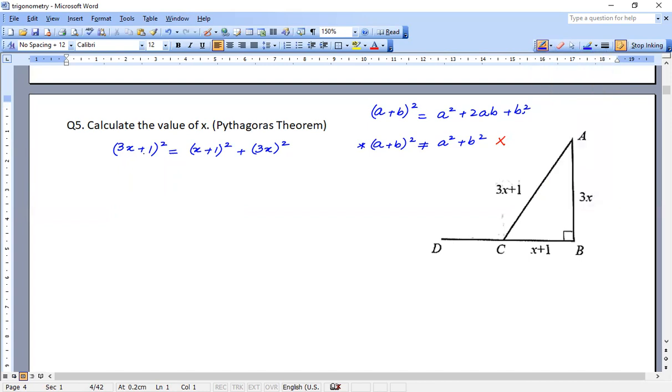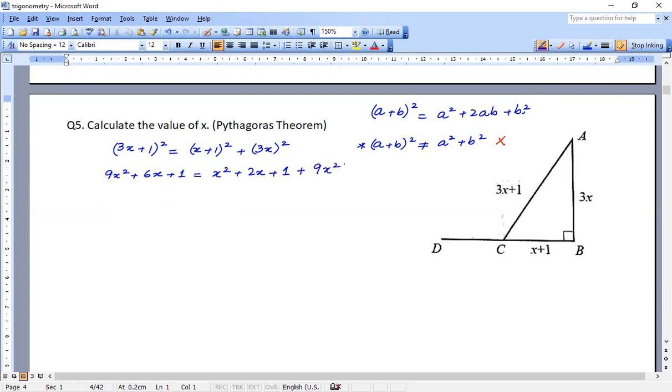So I'll expand 3x plus 1 whole square using the first identity, according to which a square, which means 3x square, becomes 9x square, plus 2ab will become 6x, plus b square, which means 1 square, which will be 1, is equal to x plus 1 whole square, means a square, which is x square, plus 2ab, which will be 2x, plus b square will be 1, plus 3x whole square again becomes 9x square.